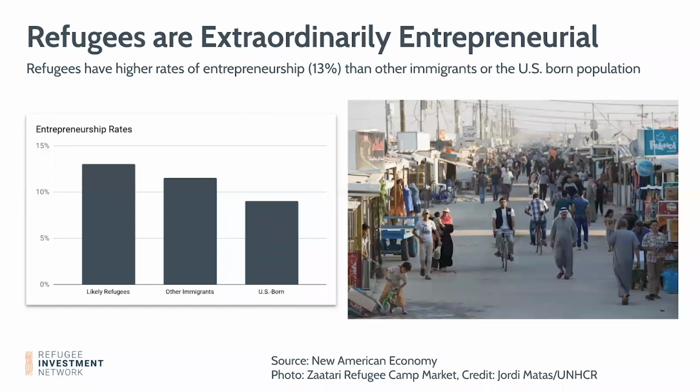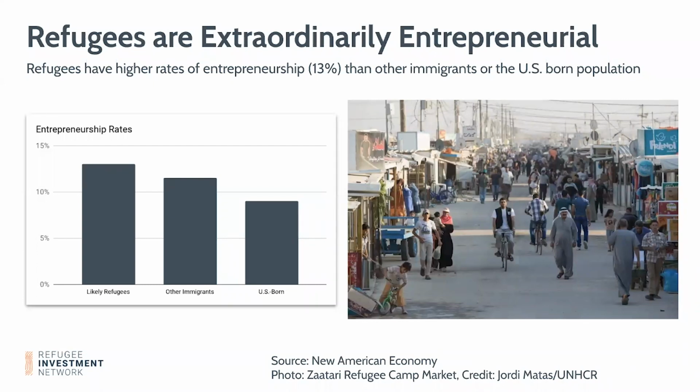And so we find that in every country we look at, there are higher rates of entrepreneurship as a percentage of population than any other group within the refugee community. And we're really speaking specifically about formally recognized refugees, although this does translate into other forcibly displaced groups, asylum seekers, internally displaced people as well.